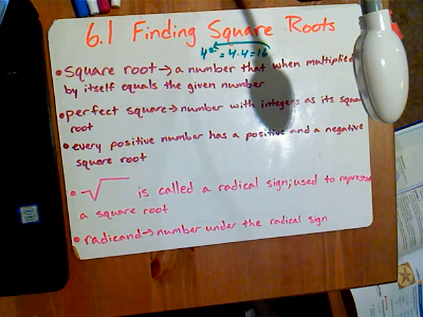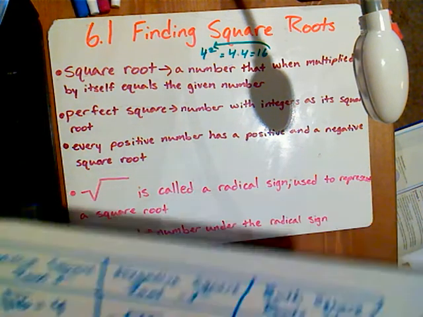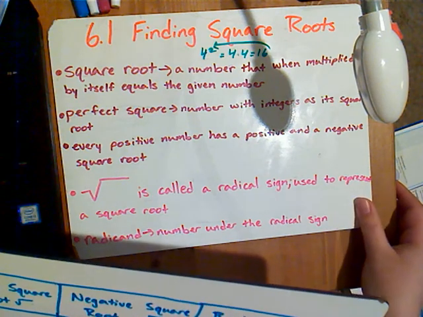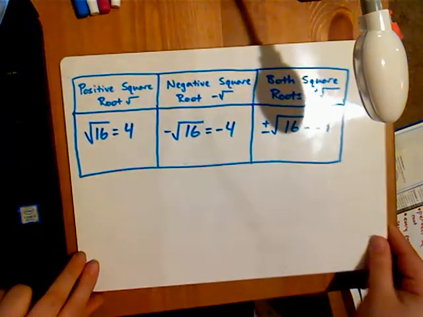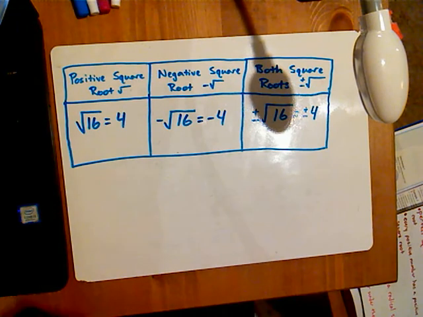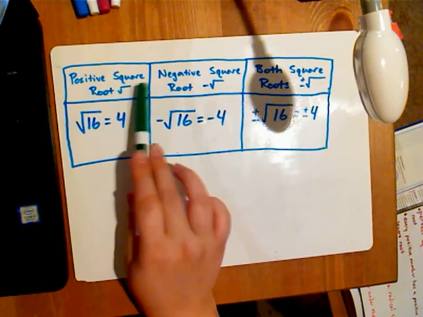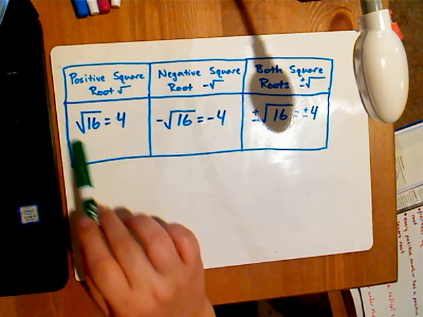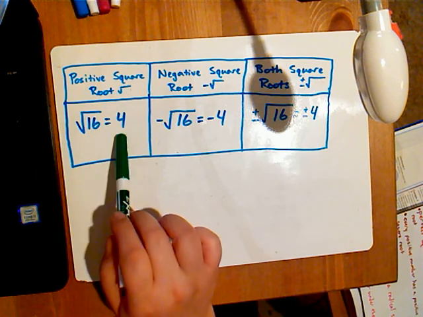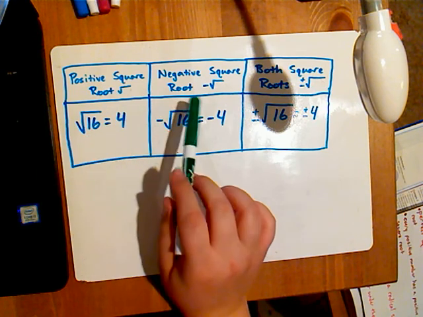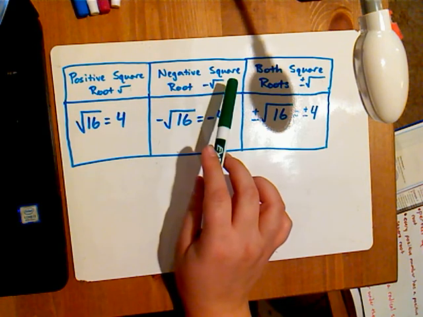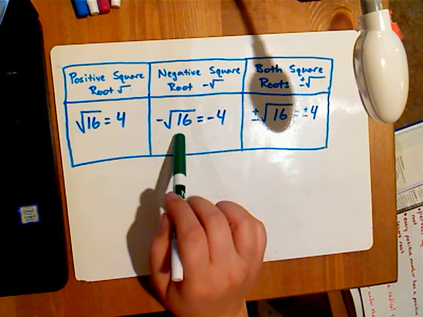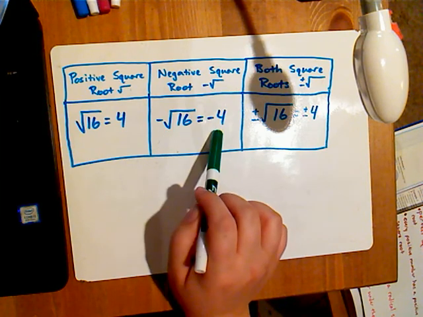Some other things to remember as well when we're looking at square roots. The positive square root is just going to be that radical sign. So the square root of 16 is going to be 4. The negative square root is going to be a negative sign and then that radical sign. So the negative square root of 16 is negative 4.